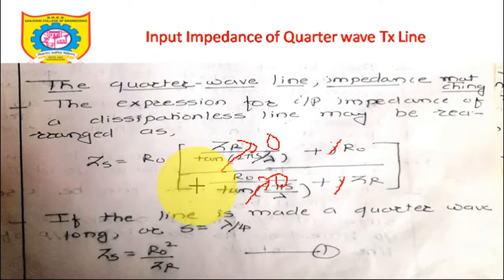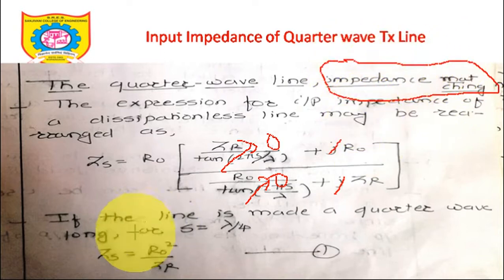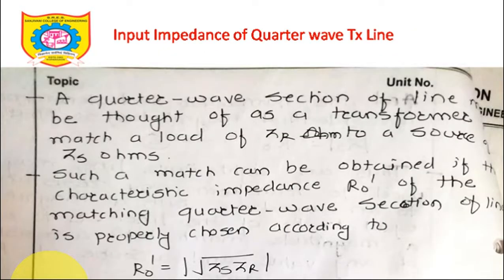So the input impedance of the quarter wave transformer, whose length is lambda by 4, is used for impedance matching of any transmission line. It will give an input impedance equal to R0 square upon ZR. If someone asks you what input impedance you choose, if I want the characteristic impedance to be this and the load impedance to be this, and I want to use a quarter wave transformer, you can use this formula directly to calculate the input impedance of the lambda by 4 transmission line, or quarter wave transformer. It is also called a quarter wave transformer.